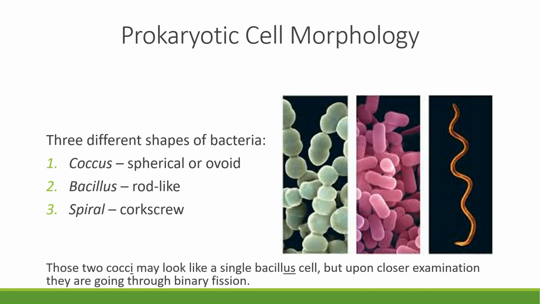Just as a side note here, as we're getting into these different scientific terms, if a word ends in us, it is the singular form of that word. So, for example, bacillus is a rod-like bacteria in shape, and that is talking about a single bacterium with that shape. If the word ends in i, it is the plural form.